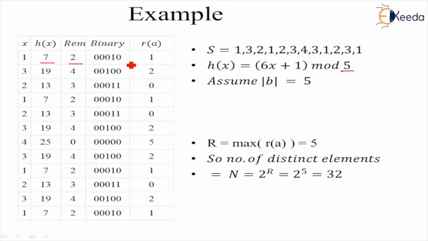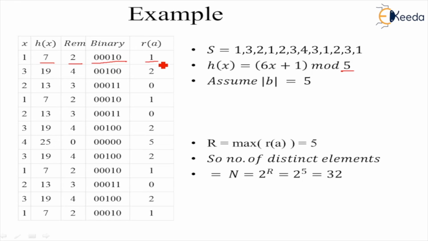Now the question is how to calculate r of a. In the algorithm it says it's the number of trailing zeros. So if I consider this binary number which consists of 0, 0, 0, 1, 0, the trailing zeros are the zeros present after the 1. In this binary number we get 1 as the number of trailing zeros. We got 1 here.